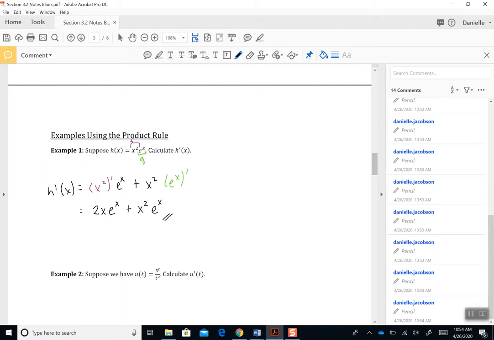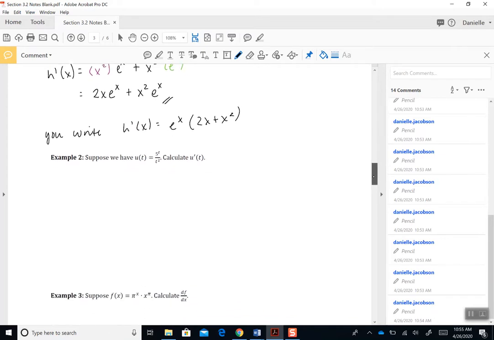In the text, I think, if you do WebAssign, I think they have you write something like h prime of x is equal to e to the x times 2x plus x squared, so they have you factor that out. That's not really necessary. You could just leave the little underlined answer I have here. Okay, let's move on to a second one.